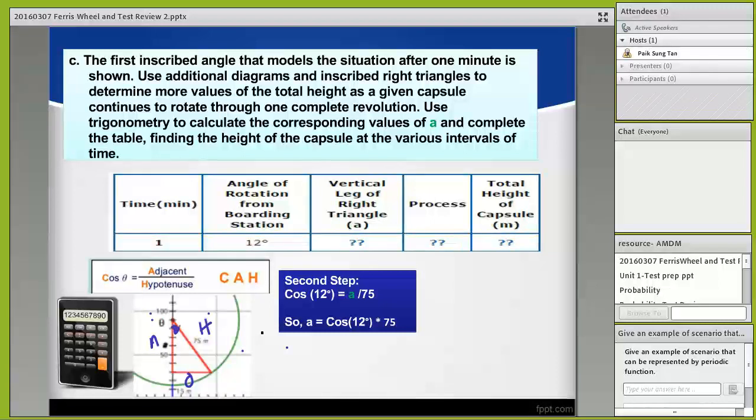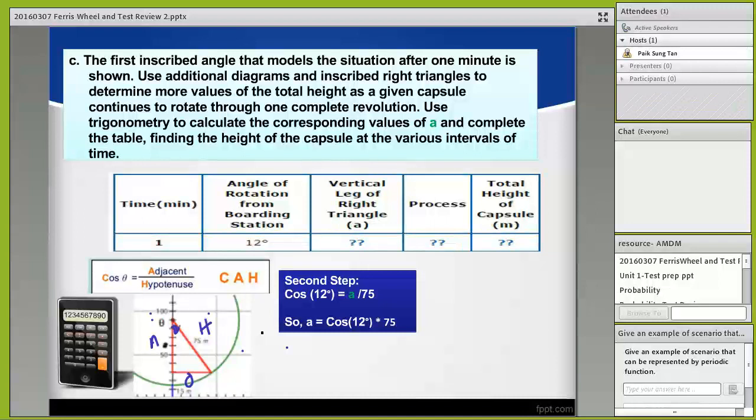Using the formula, cosine of 12 degrees is equal to the adjacent side right here over the hypotenuse, which is 75. The hypotenuse is the radius of the circle, which is 75. So using cross multiplication, A is equal to 75 times cos 12 degrees.